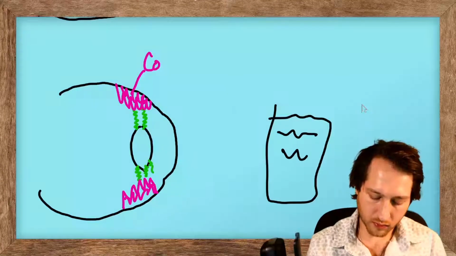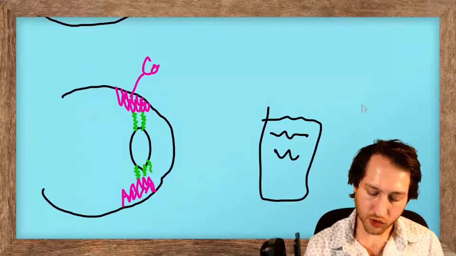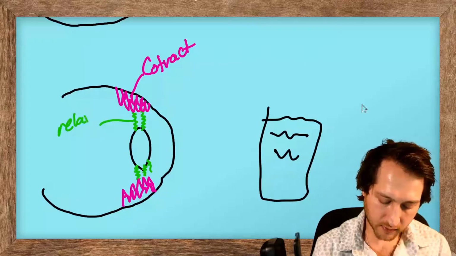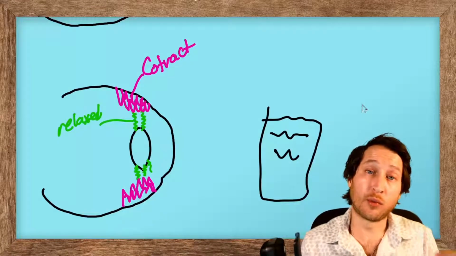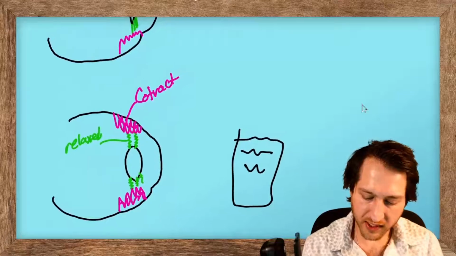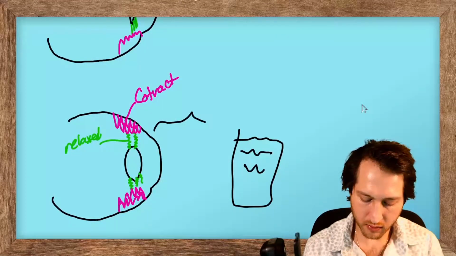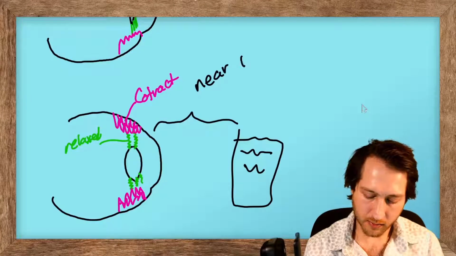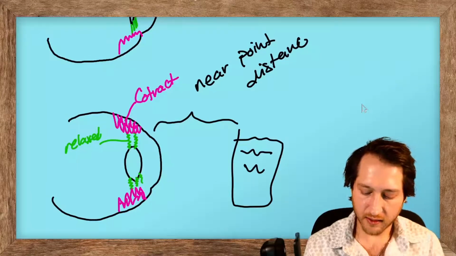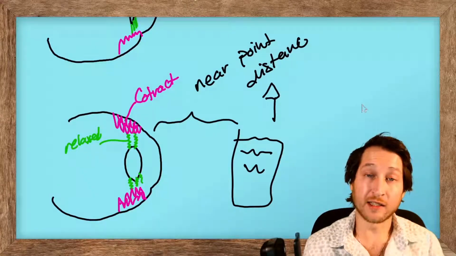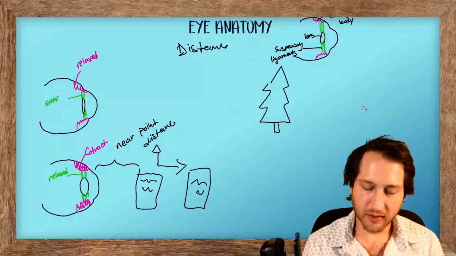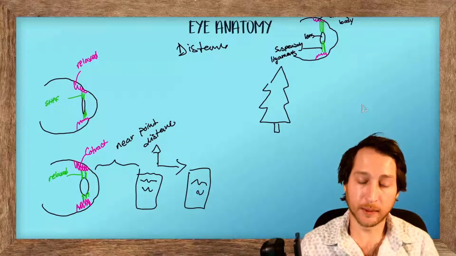So these contract, and then these are relaxed, and it allows that lens to be more convex to allow light to be focused at a close distance. So this is what we call the near point distance. And this near point distance increases with age. So as you age, you're going to have to hold this document or your phone further and further away from your face to be able to read it.